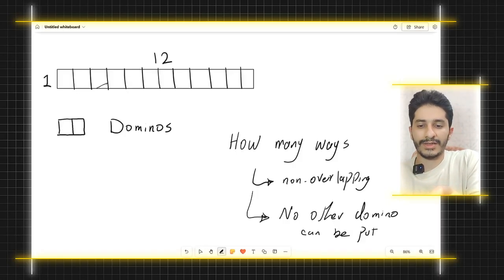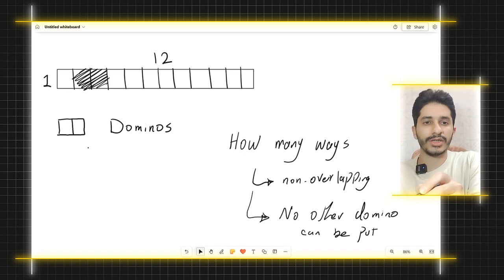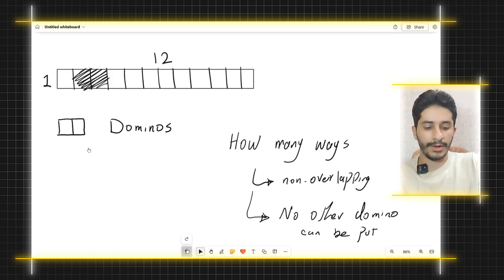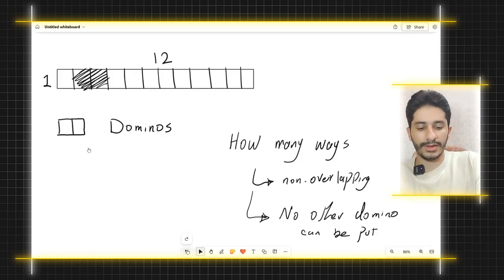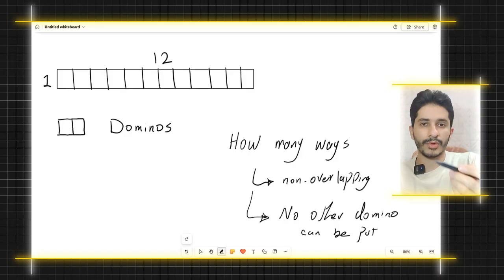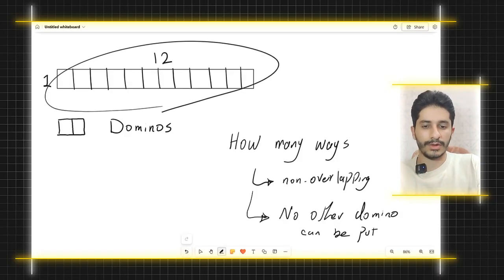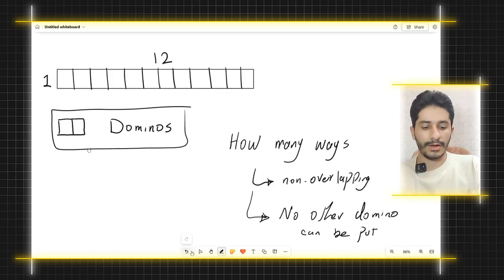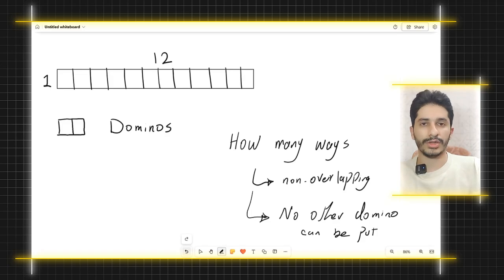So you shouldn't fill the complete table. For example, you can start from here. Your first domino might be here, but this is okay because you cannot put any other domino here. So our goal is not to fill the table with dominoes like this, but rather we should put some dominoes such that we shouldn't be able to put any other dominoes. So let's look at some examples. And the question is simply, if we have this tape, 1 row and 12 columns, in how many ways we can put these horizontal dominoes such that these two conditions hold.